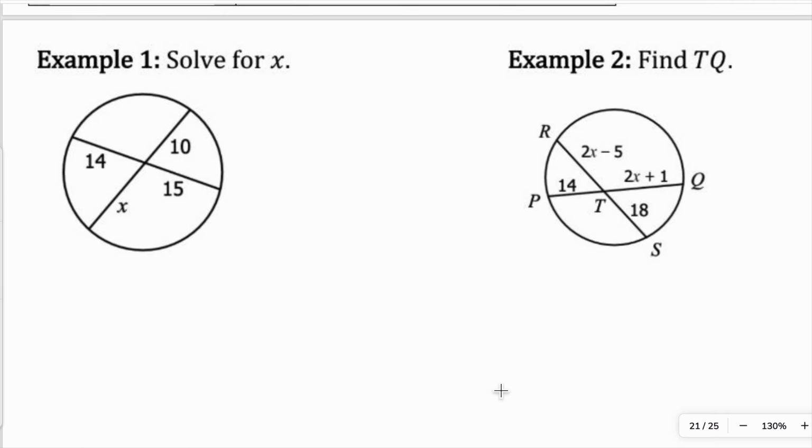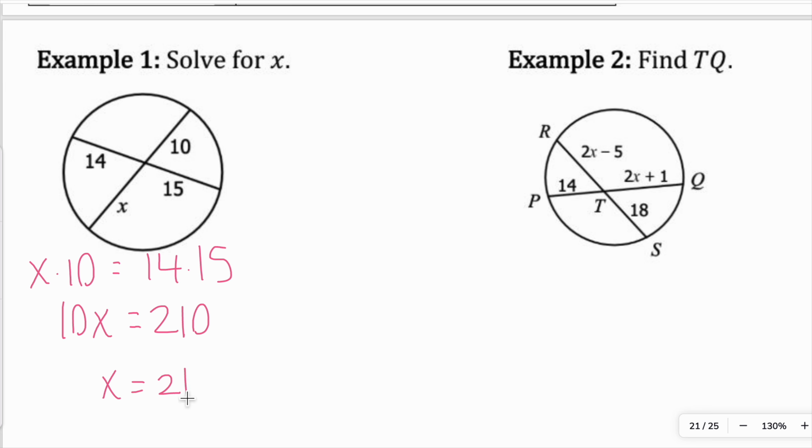So example 1, we're going to start nice and easy. This is the intersection of two chords within the circle, and all we're going to do is set your opposite lines across from one another equal. So I'm going to do x times 10 is equal to 14 times 15. X times 10 is 10x. 14 times 15 is 210, so that means x is 21.